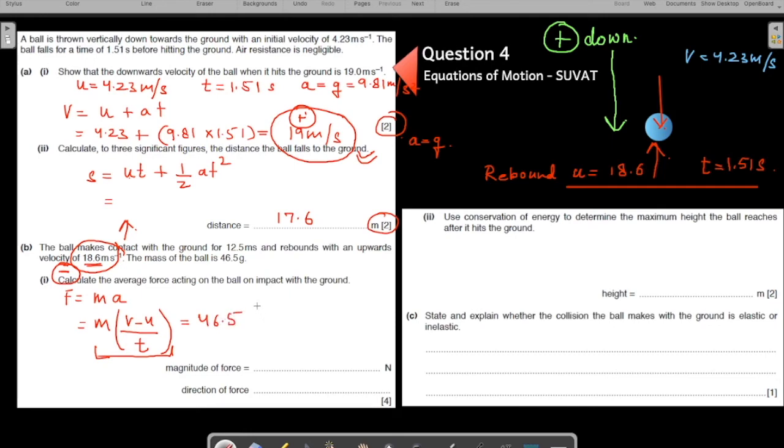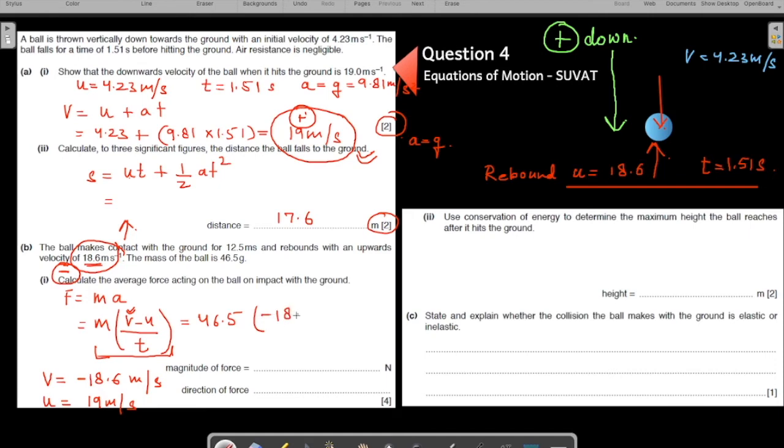46.5. What is the rebounding final velocity? Final velocity is the rebounding velocity. Let me write it down. The velocity which happens later is negative 18.6, and the initial velocity was the hitting velocity, which was going down at 19 meters per second. Substitute everything with proper usage of the sign.